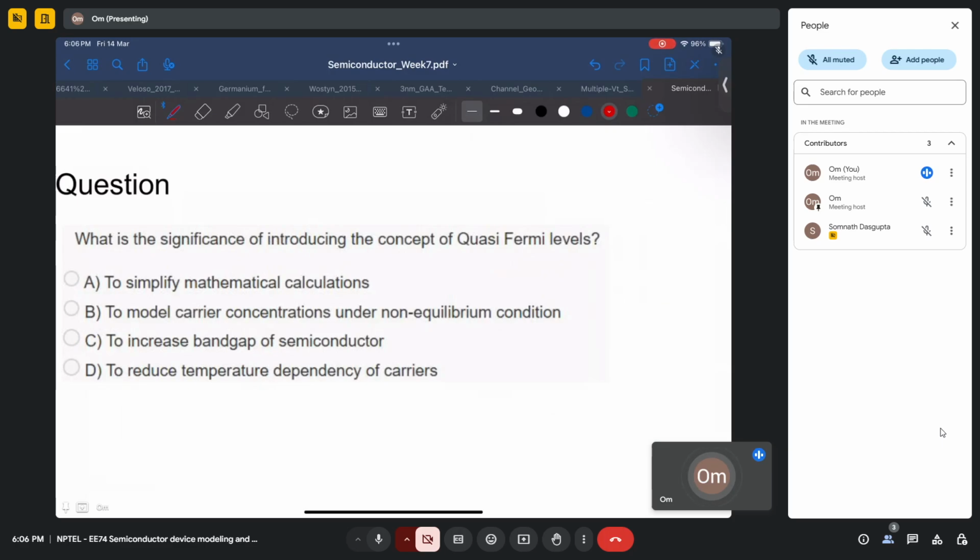What is the significance of introducing quasi-Fermi levels? A, to simplify the mathematical calculations. B, to model the carrier concentrations under non-equilibrium condition. C, to increase the band gap of semiconductor. D, to reduce the temperature dependency of carriers. So it is to model the carrier concentration in non-equilibrium conditions.